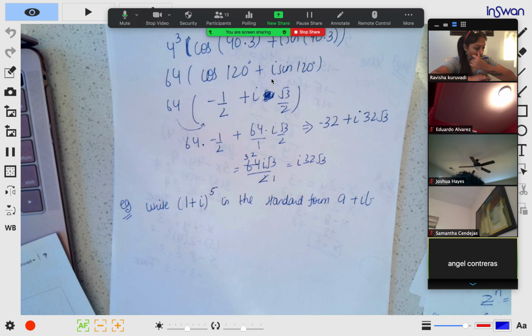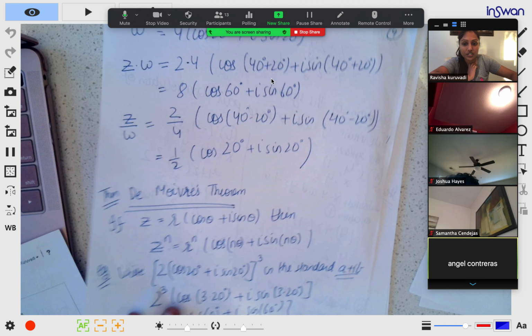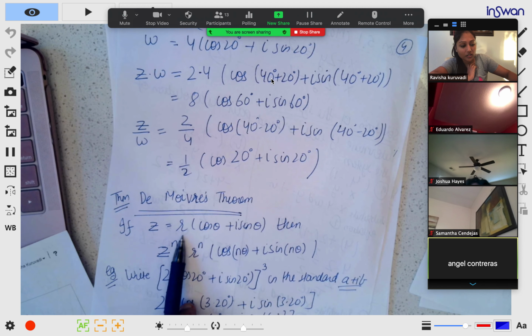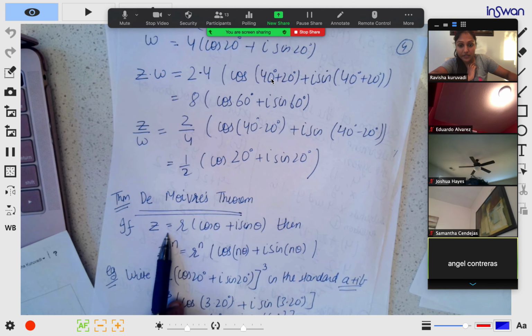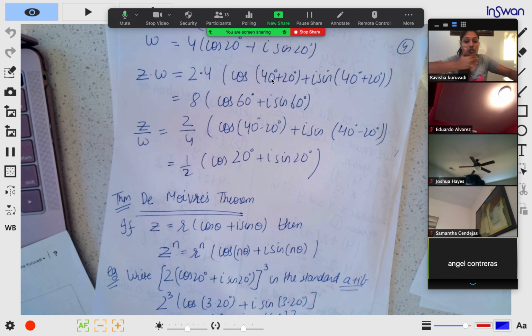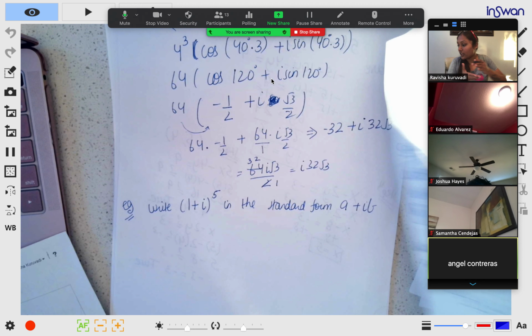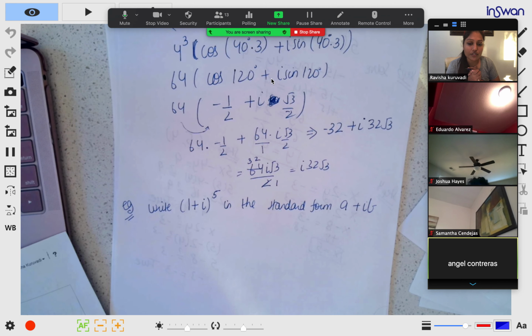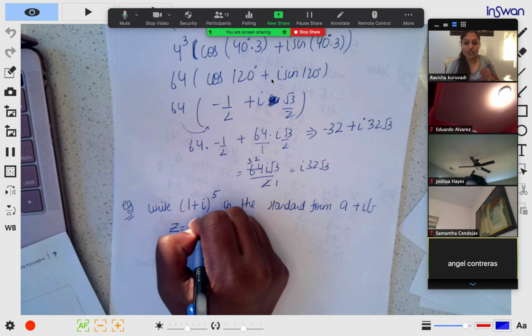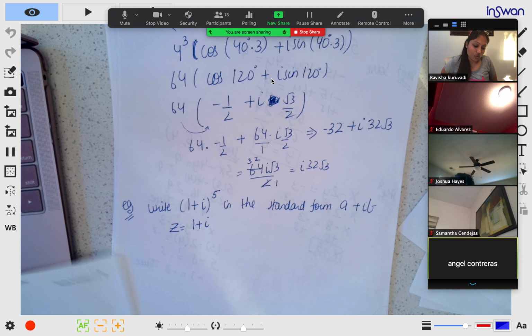Note, you cannot just use De Moivre's theorem directly, because the initial question has to be in polar form. If it's not in polar form, first you convert into polar form, then you use De Moivre's theorem. So if my z is 1 plus i, I need to convert this into polar form.